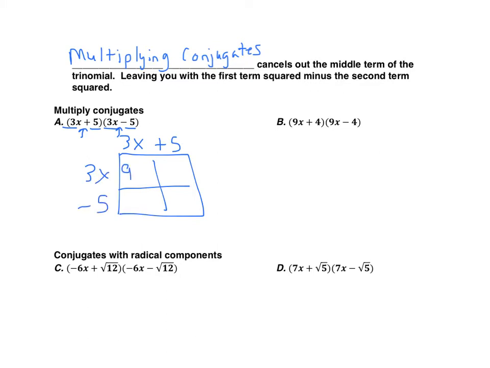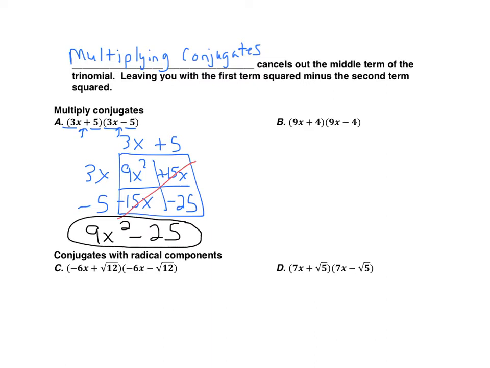3x times 3x is 9x squared. 5 times 3x is a positive 15x. 3x times negative 5 is a negative 15x. Negative 5 times 5 is negative 25. Notice that the diagonals cancel out, and we're left with 9x squared minus 25.